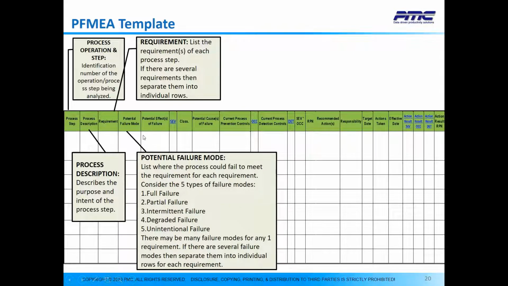The next one is the potential failure modes. We have to list where the process could fail to meet the requirement, for each requirement. In this case, we have to consider the 5 types of failure modes: full failure, partial failure, intermittent failure, degraded failure, and unintentional failure. There may be many failure modes for any one requirement. If there are several failure modes, then separate them into individual rows again. So that's another point where we can branch out the PFMEA: if there's more than one failure mode, you have to use a separate row for that.